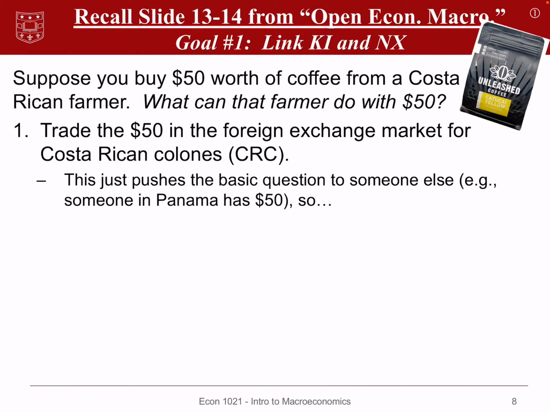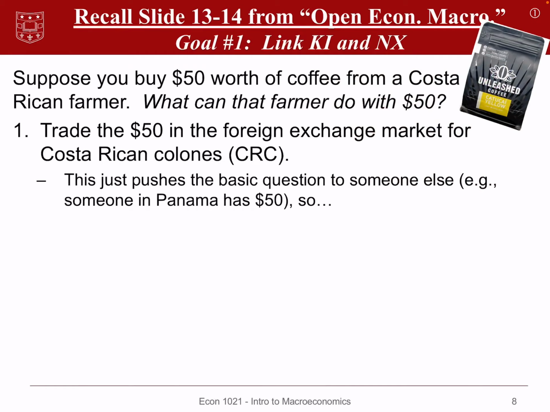It is still optional to read, but if you wanted some additional words because I'm not clear, you could go back and look at that. Our goal at the time, in the previous set of notes, was to link net capital inflows and net exports. So what I want to do at this point is to transition from that to the foreign exchange market.